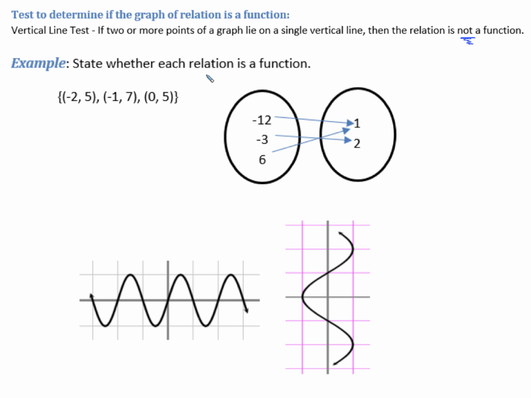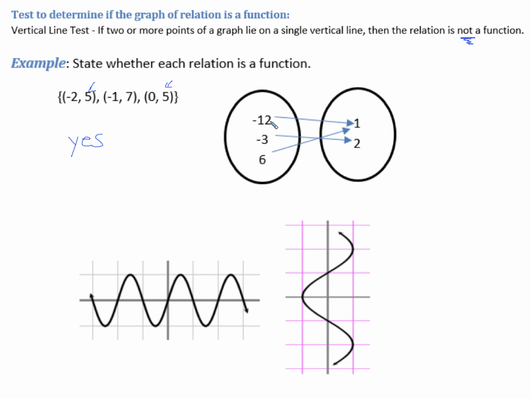So state whether each relation is a function. Looking at this one, we have 3 points. -2 goes with 5, -1 goes with 7, and 0 goes with 5. This is okay. This is a function. -2 is not paired with anything else besides 5. -1 only goes to 7, and 0 only goes to 5. So even though there's 5's here, it's okay. You can repeat the y value, you just can't repeat the x value.